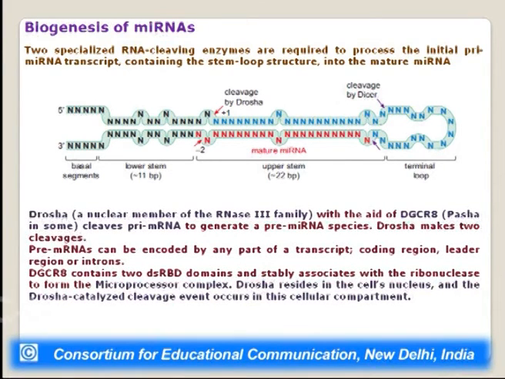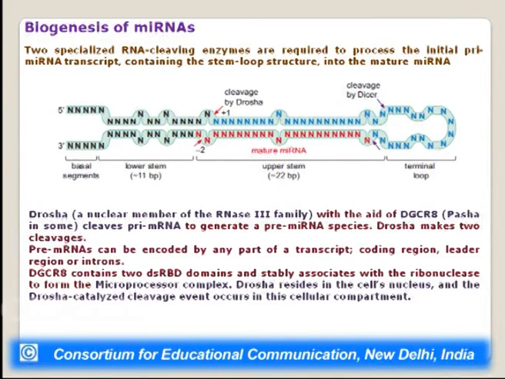So, drosha, which is a nuclear member of the RNase 3 family, with the aid of other proteins called DGCR8, also called PASHA in some organisms, cleaves this primary miRNA transcript to generate a pre-miRNA species. Drosha makes two cleavages as shown. The pre-miRNAs can be encoded by any part of a transcript: coding region, leader region or introns. It can be basically encoded anywhere.